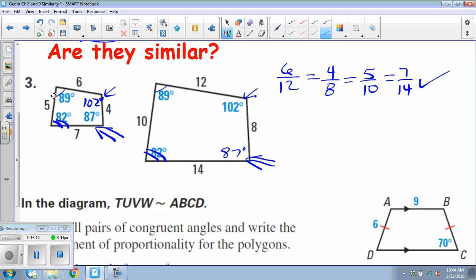What's my scale factor of the smaller one to the bigger one? What's the scale factor of the bigger one to the smaller one? 2 to 1. Okay? Very good. They didn't ask for that, but you have to know how to find it. So 1 to 2 or 2 to 1, depending on which one they ask you first. Okay? Any questions? So all you do is you take that ratio and reduce it.